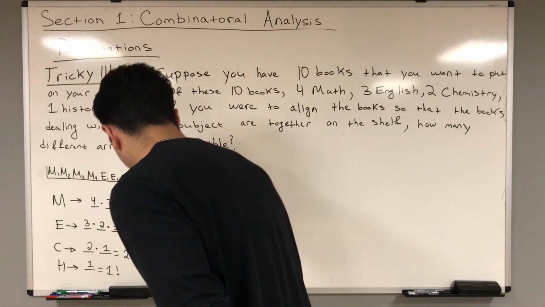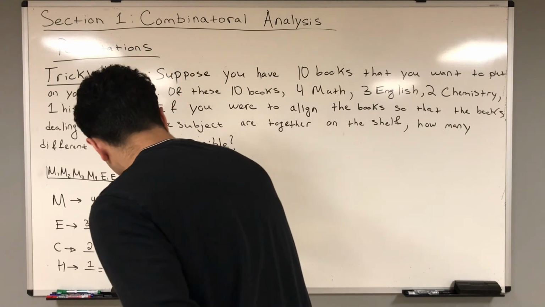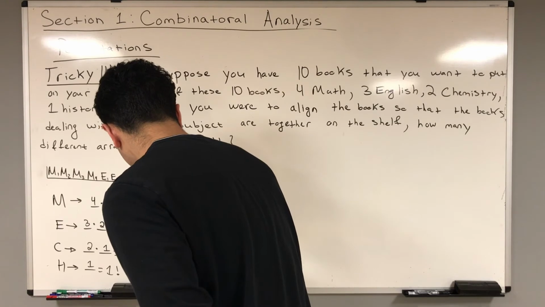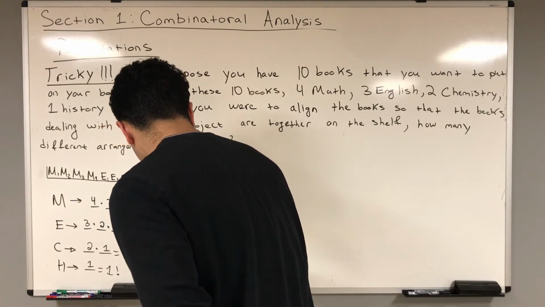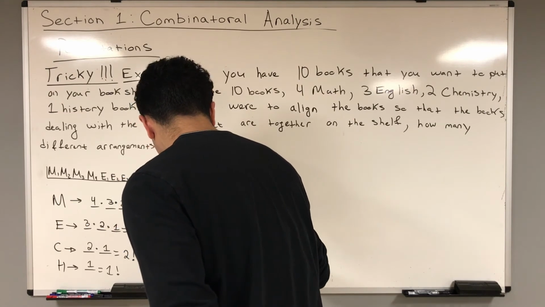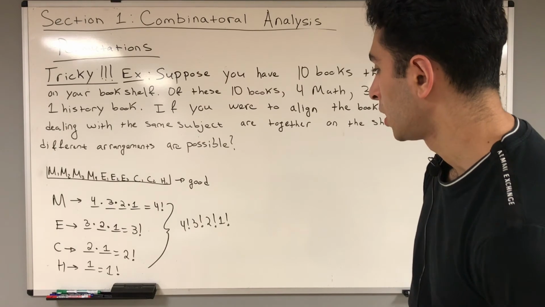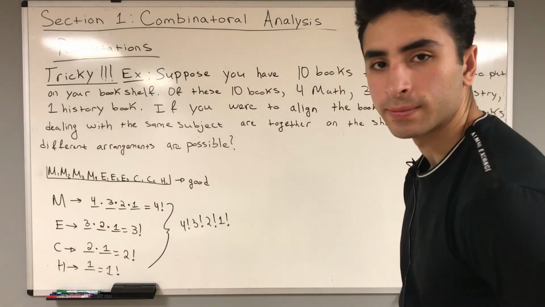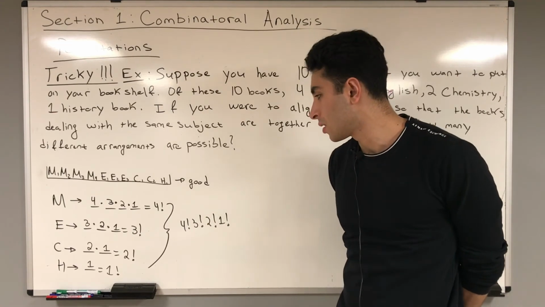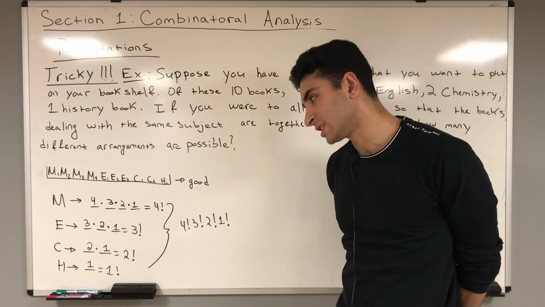Let's multiply them. So 4 factorial times 3 factorial times 2 factorial times 1 factorial. Are we done? If you said yes, good guess, but we're not done.